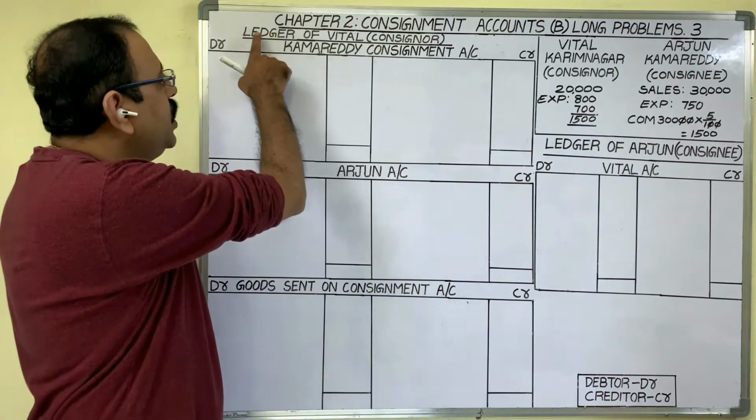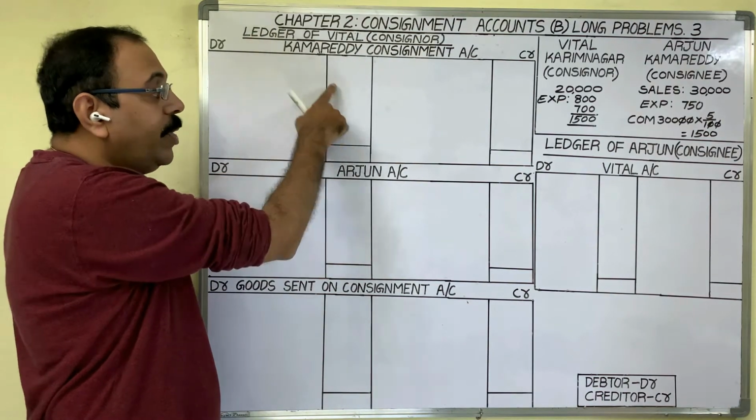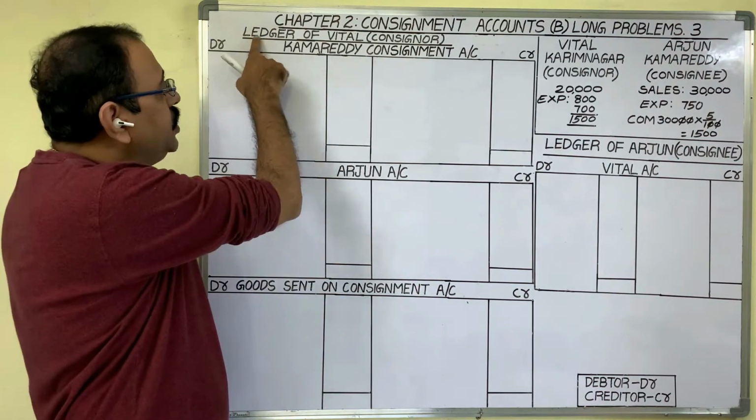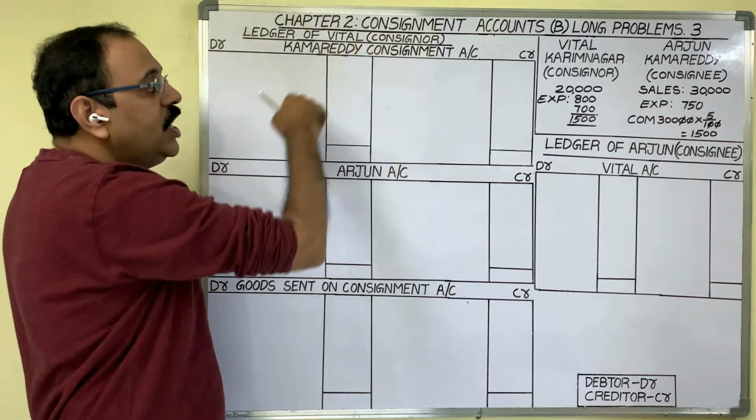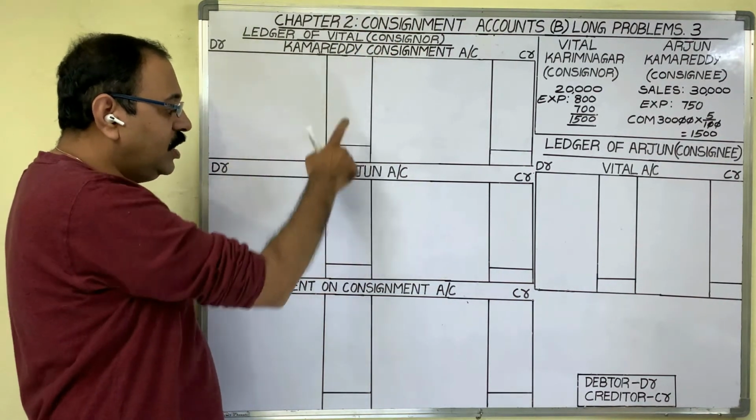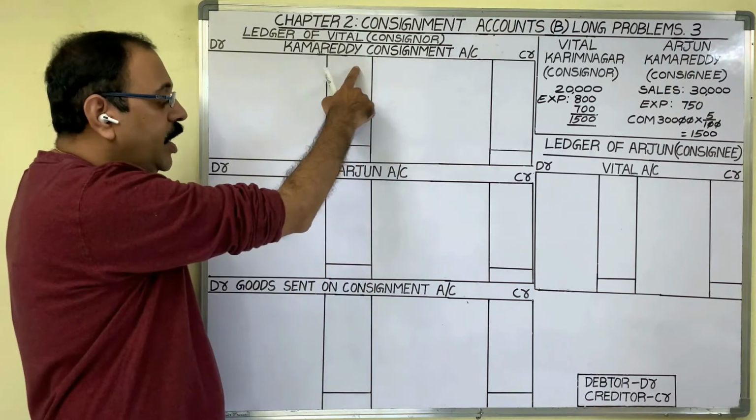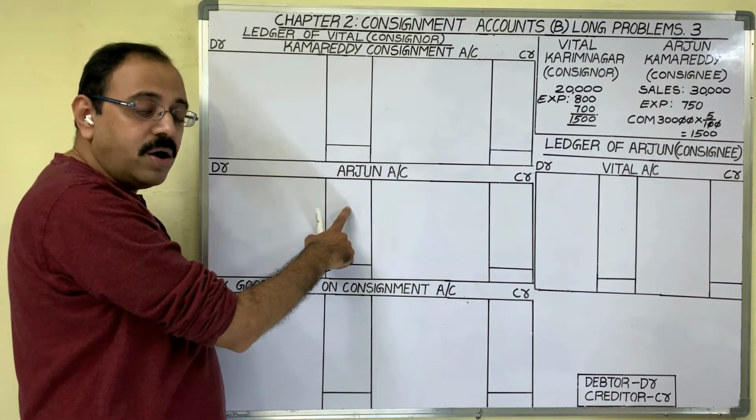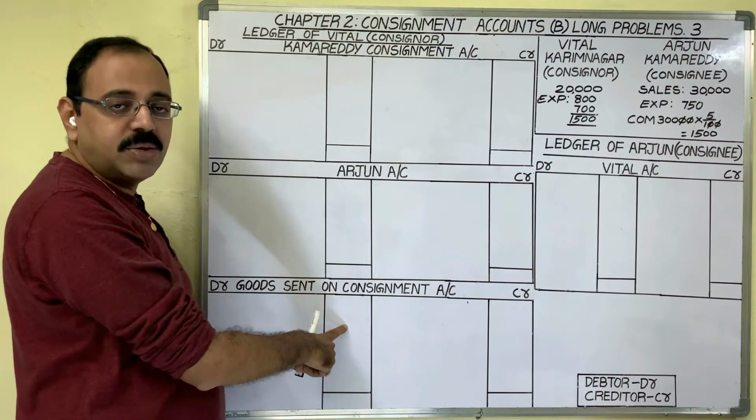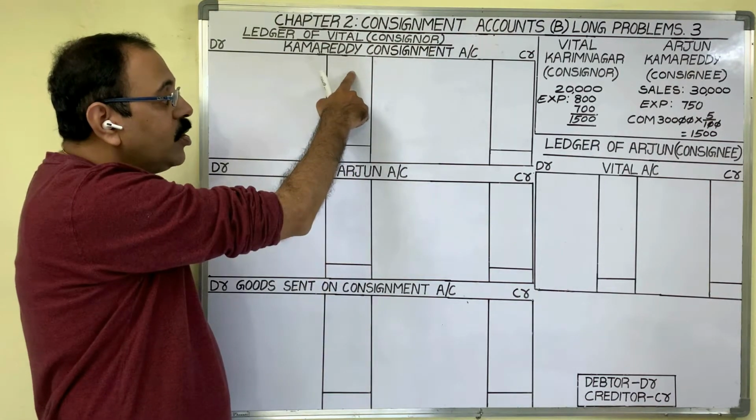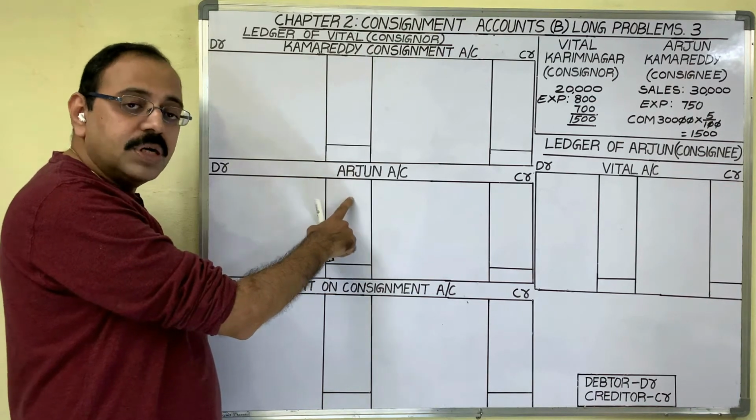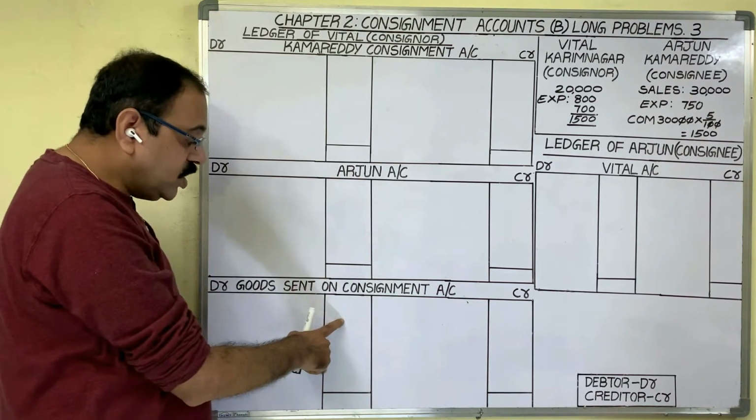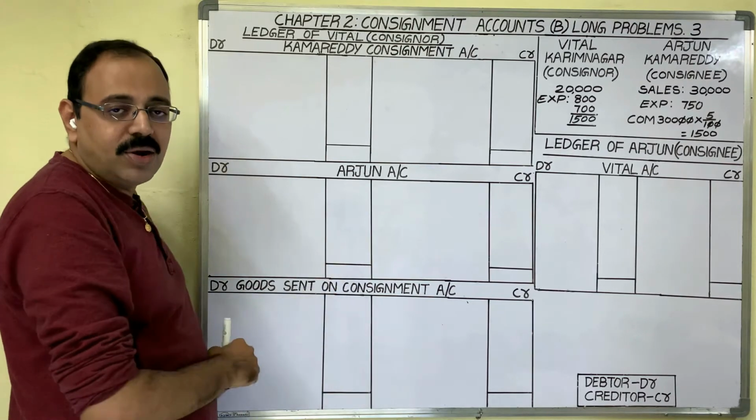So, ledger is a book in which we prepare accounts. Ledger of Vittal. Vittal is the consignor. In the consignor's ledger, we should prepare 3 accounts: consignment account, consignee's account, and the goods sent on consignment account. Consignment account is a nominal account. Consignee's account is a personal account. And goods sent on consignment account is a real account.